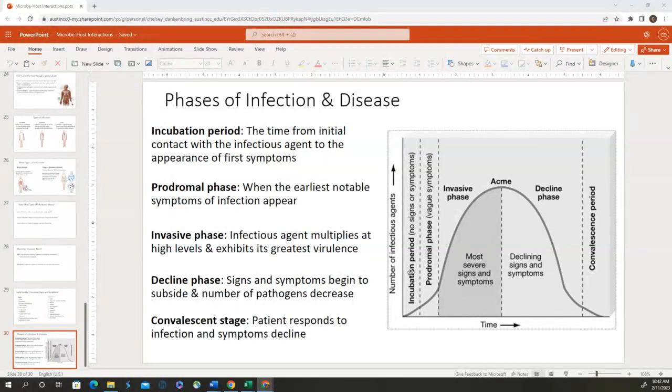So incubation period is always what happens first. This is when you're infected, okay? Somebody has sneezed in your face. The bacteria, for example, are actively replicating in your body, but you don't know it. You do not feel any different. So this is infection.